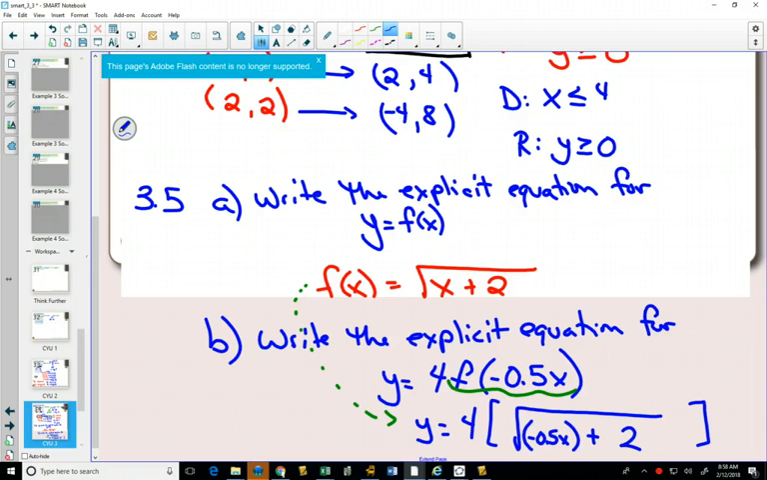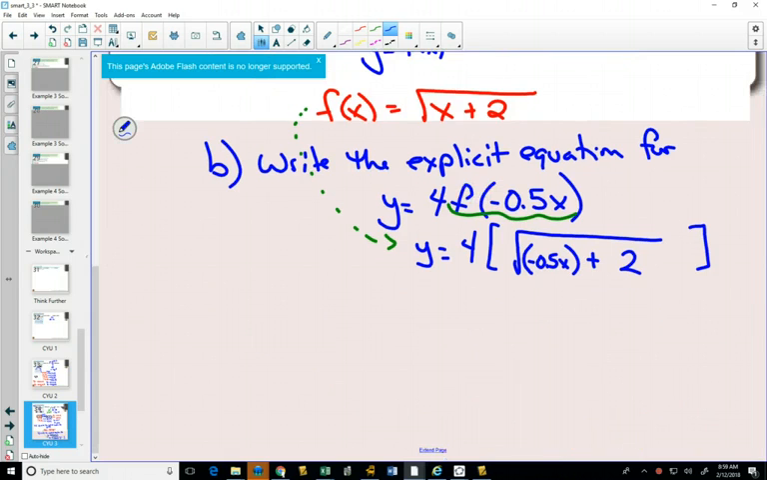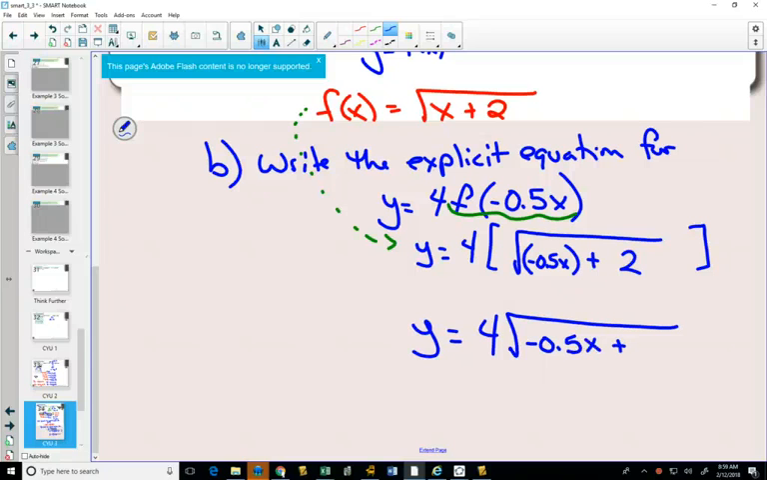And coming up in period 3 today, we're going to start doing these kind of graphs. The graphs that have stretches, compressions, and translations all combined. Sort of putting everything that we've done so far and say, if you were asked to graph 4 times the square root of, here, now we can remove some brackets and just simplify this nicely. This is going to be 4 times the square root of negative 0.5x plus 2.